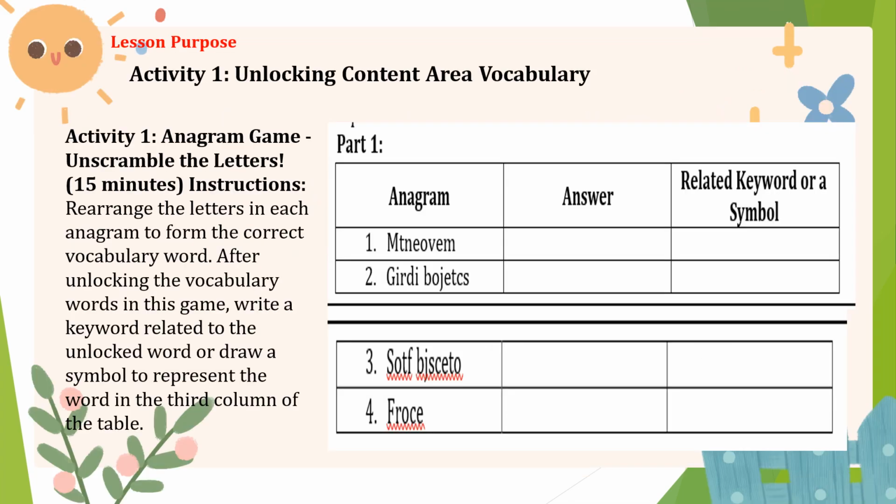Now, we need to make sure we understand some important words. Let's do a fun activity called the anagram game, Unscramble the Letters. Instructions: rearrange the letters in each anagram to form the correct vocabulary word. After unlocking the vocabulary words in this game, write a keyword related to the unlocked word or draw a symbol to represent the word in the third column of the table. You may now start.